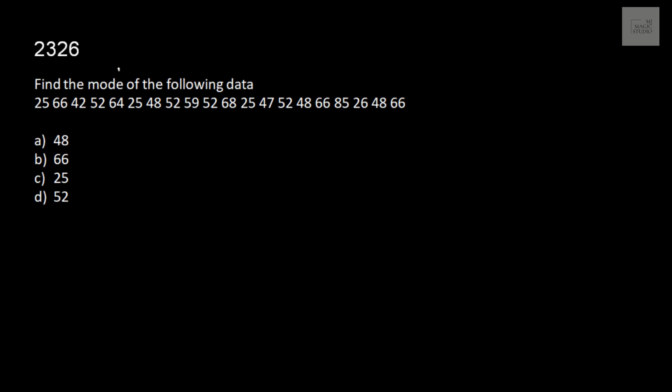Find the mode of the following distribution. Now what do we mean by mode? Mode means the value occurring the highest number of times. We call it the highest frequency. Now in this case, since a lot of data is given, you can go by the options also. 48, 1, 2, 3. It is coming 3 times.